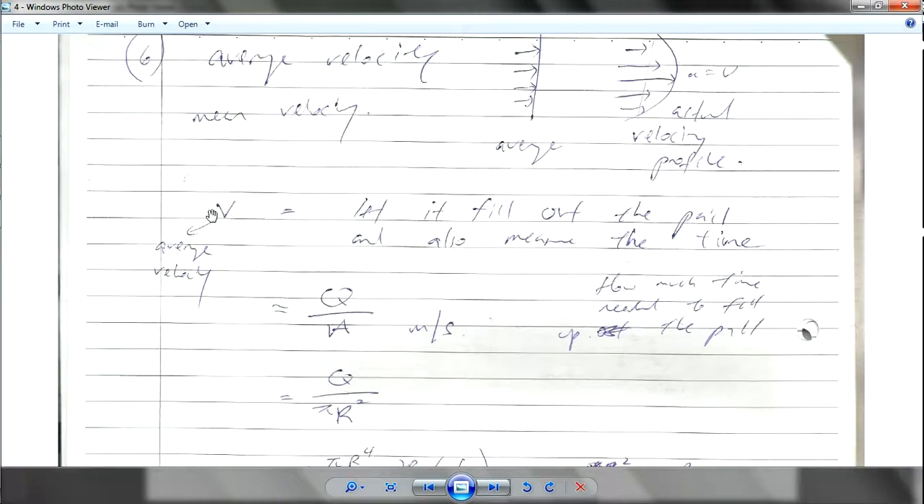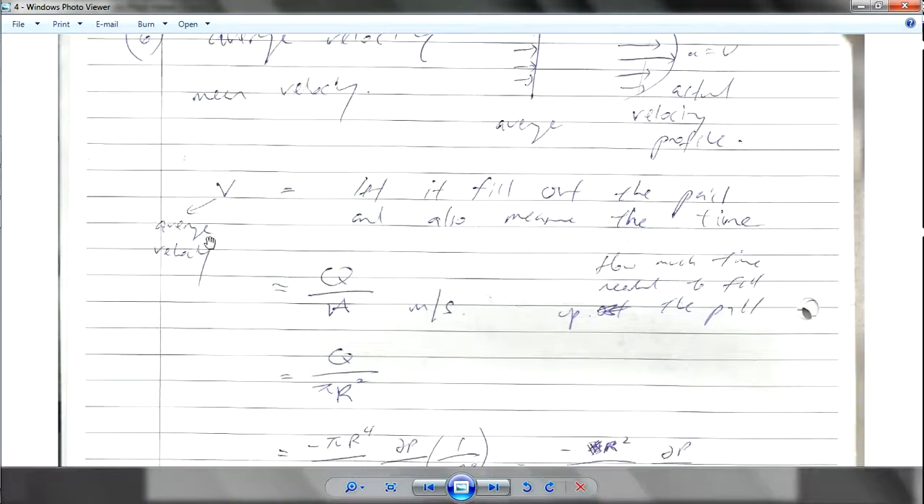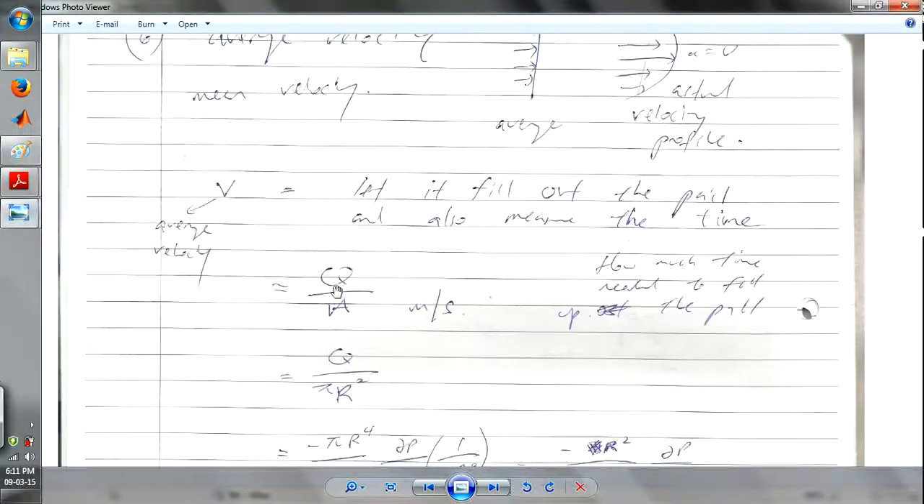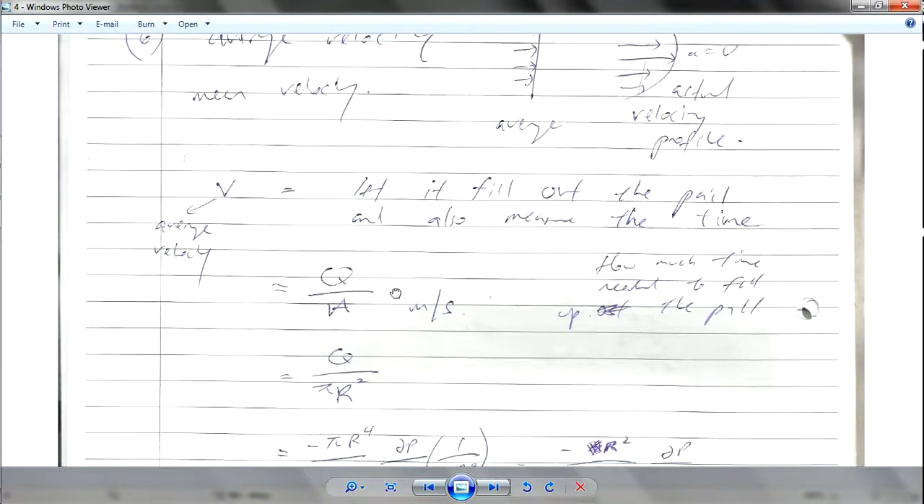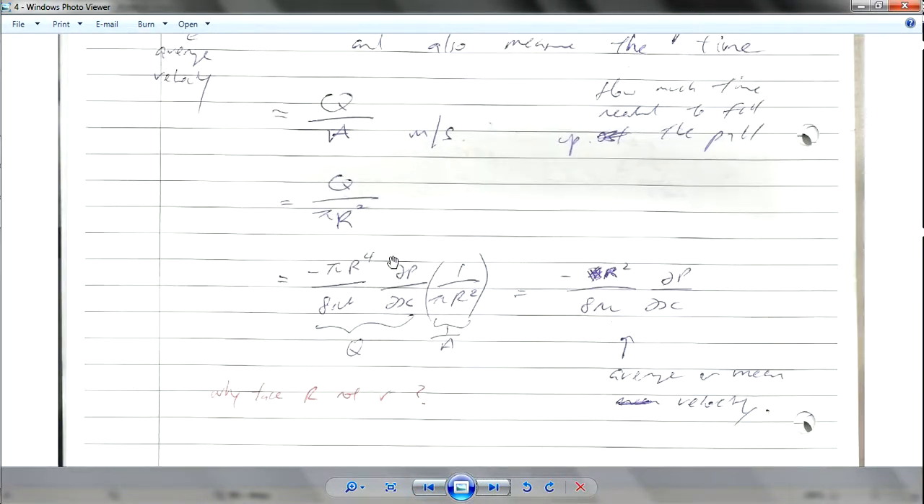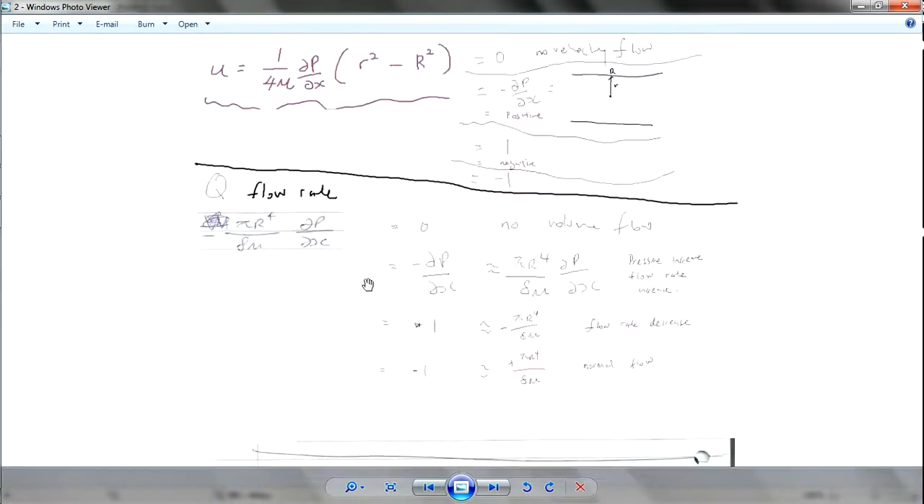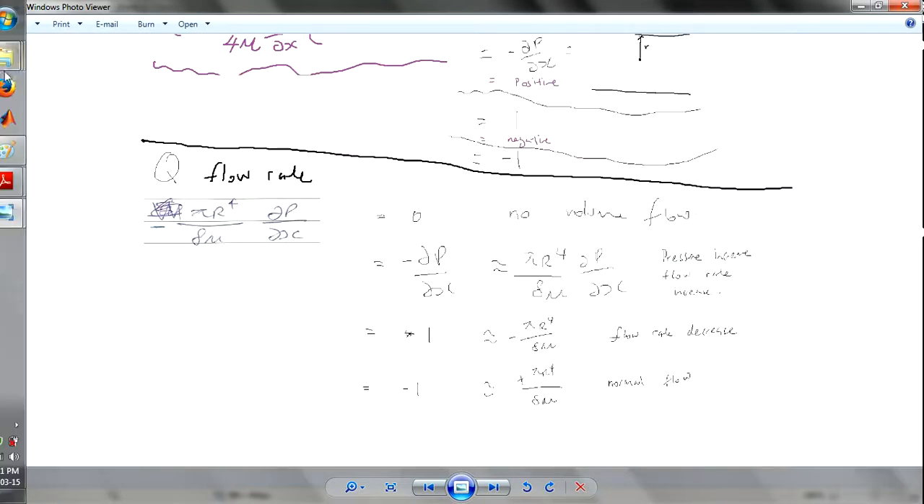This approach is that you let the velocity fill up a pail and also measure the time. What does this mean? Imagine you have a pail over here. You know your maximum velocity, you know your flow rate. This equation uses the flow rate equation. So the value is minus pi r4 over 8 nu, so this is the flow rate. If you remember our very early part, this is our flow rate, pi r4.